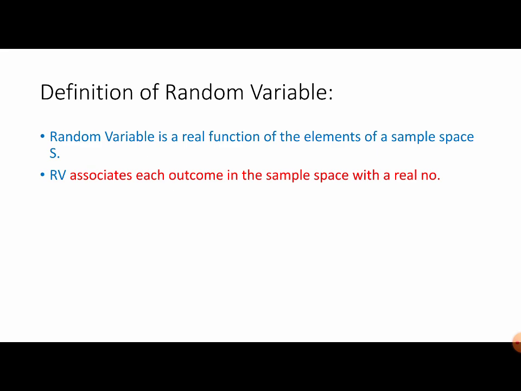Definition of random variable: a random variable may be given as a real function of the elements of a sample space, and a random variable associates each outcome in the sample space with a real number. Now let's understand the definition with an example.